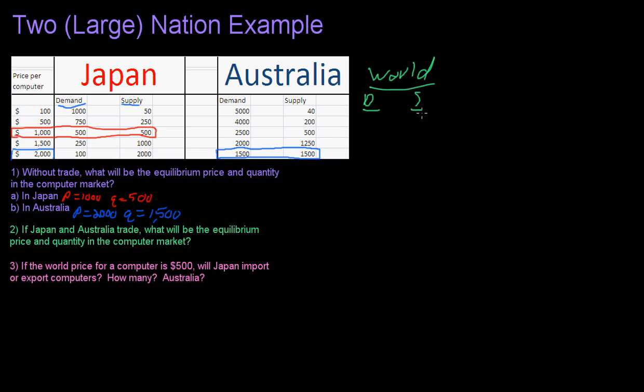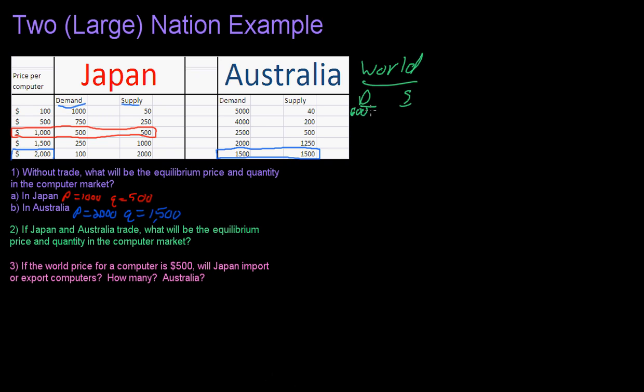And I'm going to move this entire thing up a little bit, excuse me. So in the world, I will go ahead and then have demand here and supply here. So at a price of $100, Japan wants 1,000 computers and Australia wants 5,000 computers. So the entire world wants 6,000.